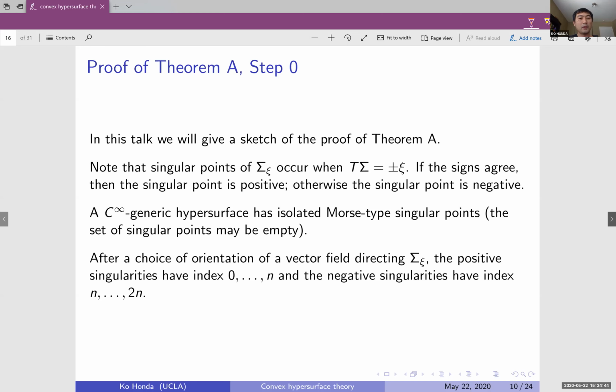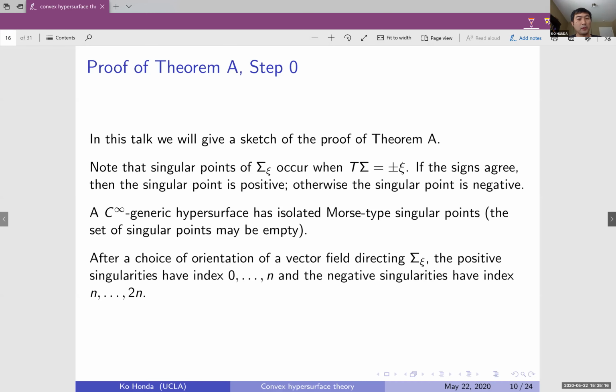And for a C infinity generic hypersurface, this one's sort of for free. A C infinity generic hypersurface can be made to have isolated Morse type singular points, where the set of singular points might actually be empty. That's sort of okay for the time being. And it actually doesn't say anything about how complicated the dynamics is. At least the singularities can be made simple.